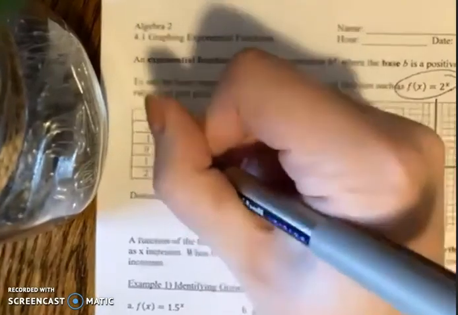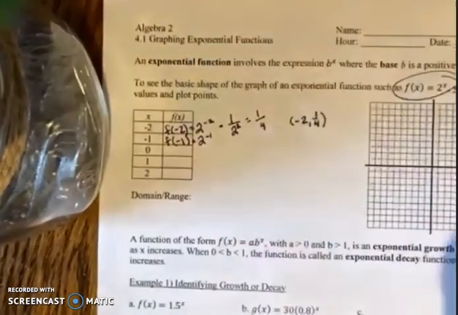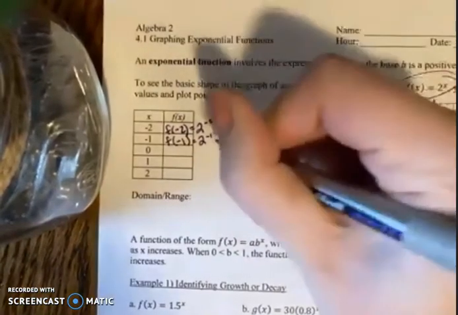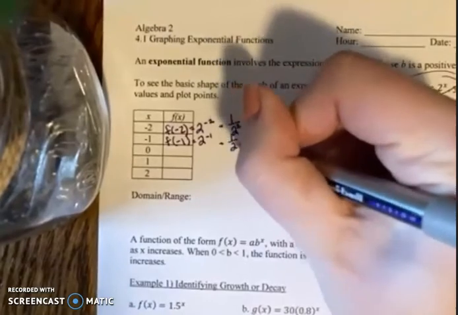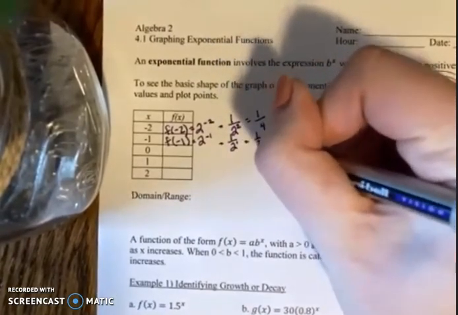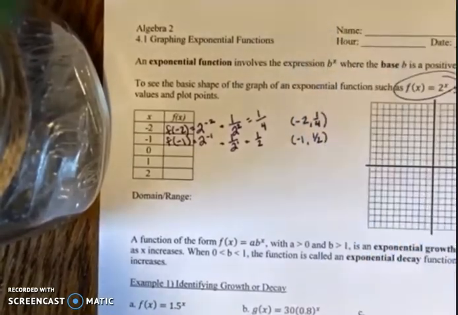f(-1), once again, we plug in a -1 wherever we see x. And because it's negative, we're going to bring it down. So 1 over 2 to the first power, or that's just 1/2. Meaning (-1, 1/2) is our second point.